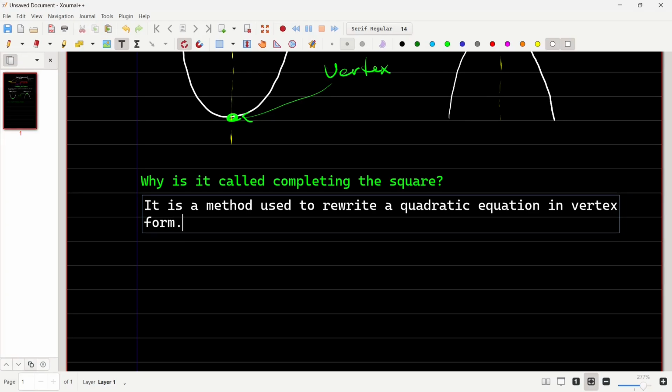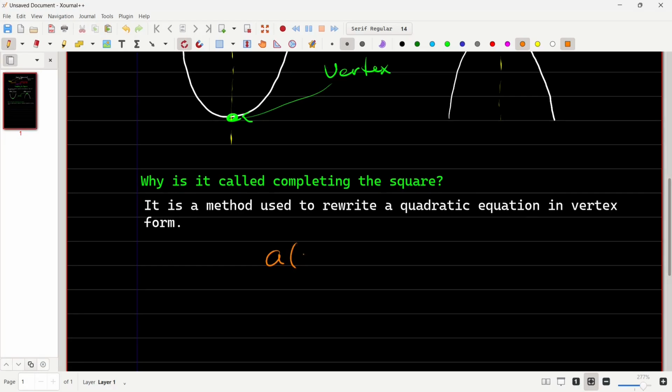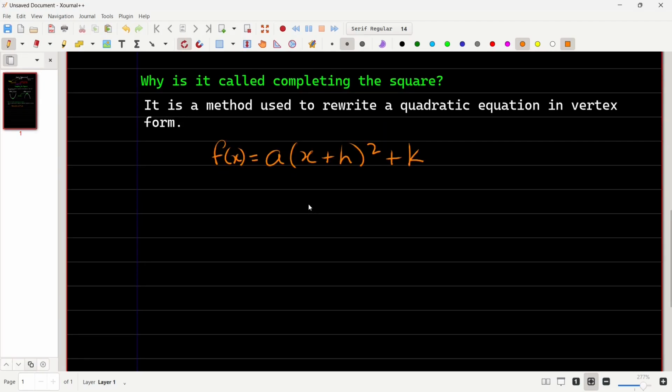And what is vertex form? Vertex form is of this form. We have a out in front here, then we have x plus h, close bracket squared, and then plus p. So our function will be written as something like this. That is vertex form. The name is just simply a method that comes from a geometric interpretation.